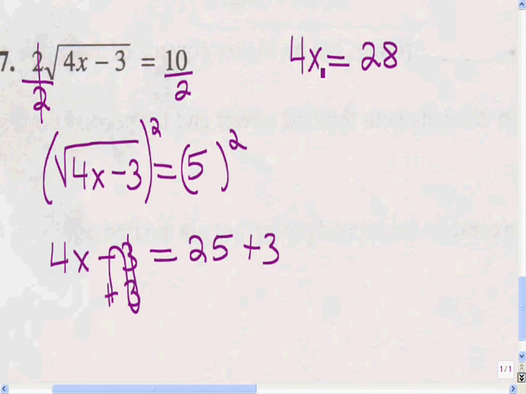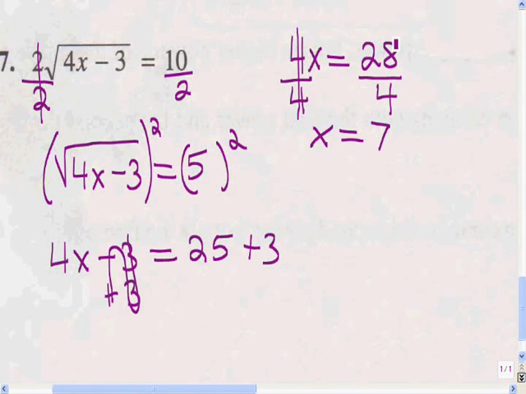Now, I've got to get rid of the 4 because I want x by itself. Right? So what does this mean? This means 4 times x. So what's the opposite of multiplication? Division. So I'm going to divide by 4 to get rid of the 4. That gives me 1. 1 times x is x. What I do to one side, I have to do to the other, so I divide this side by 4. And 28 divided by 4 is 7. That's your answer.